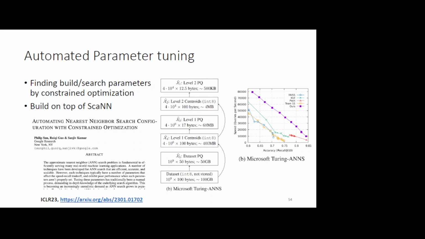Okay, there is some automatic parameter tuning. So remember we said some methods are very difficult to tune their parameters. So there are other papers that propose this. It's from Google. They propose how to find good parameters to optimize your search.